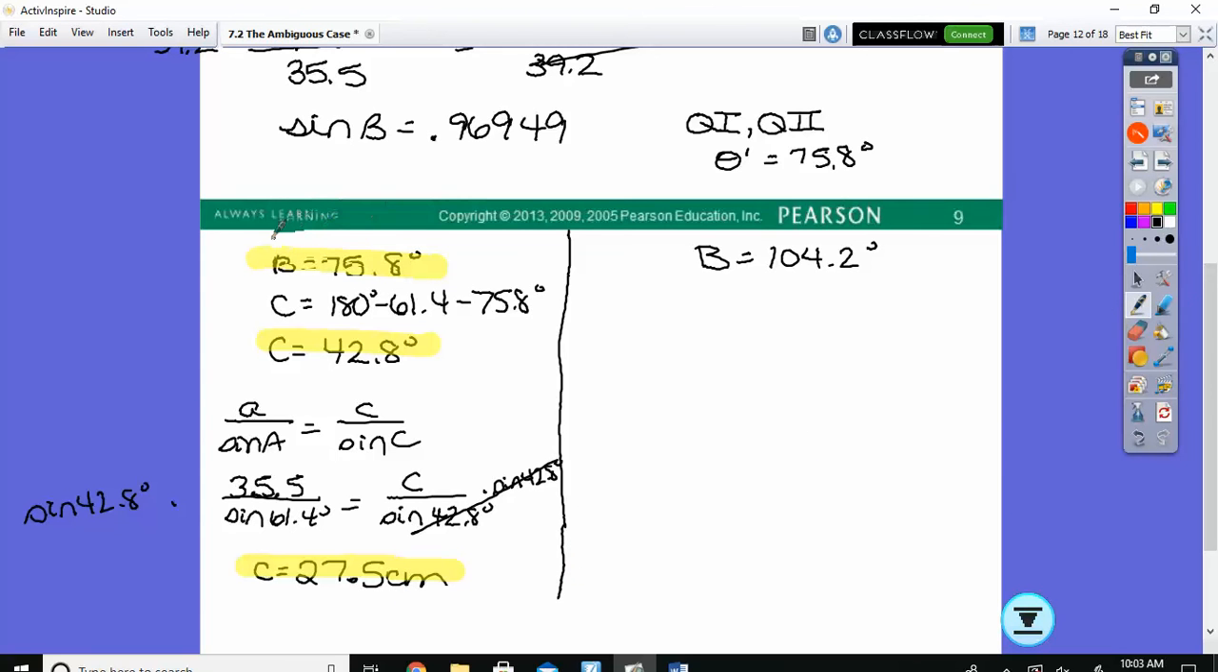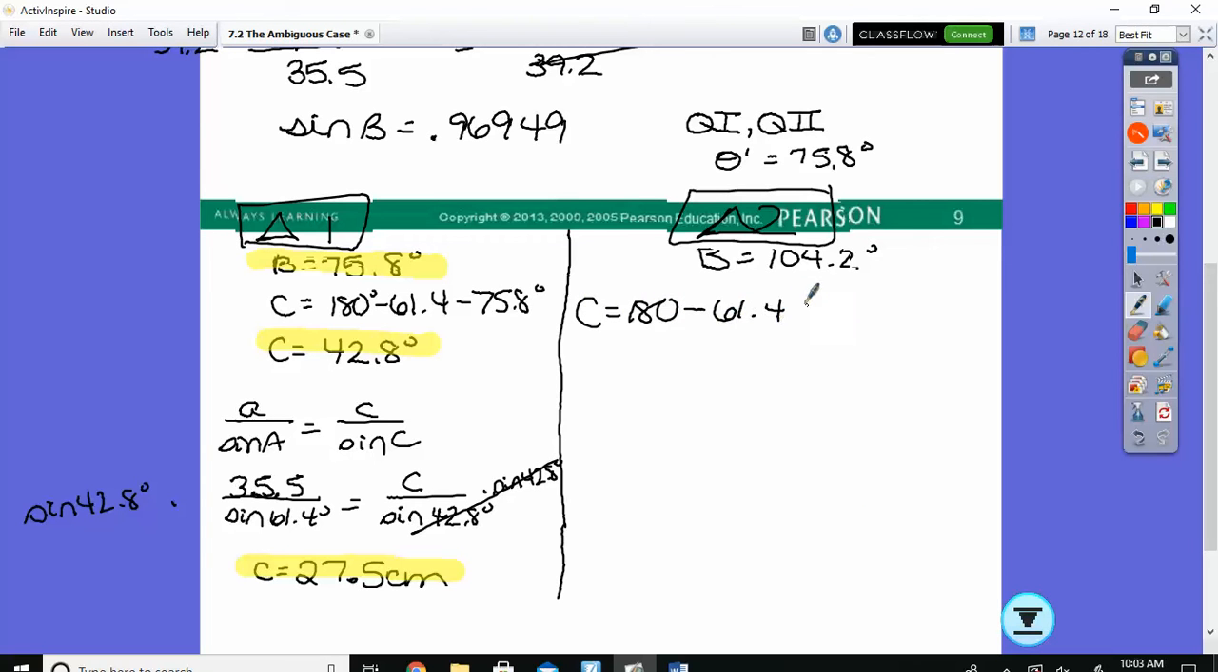Unfortunately, we're not done. This is triangle 1. But we also got that there could be a second triangle in this one. So now we need to solve for the second possible triangle. We have B. To get C, you have to do 180 minus the angles that we have. So that was the 61.4 and the 104.2. So that gives me angle C to be 14.4 degrees.